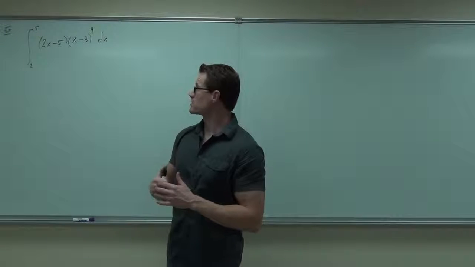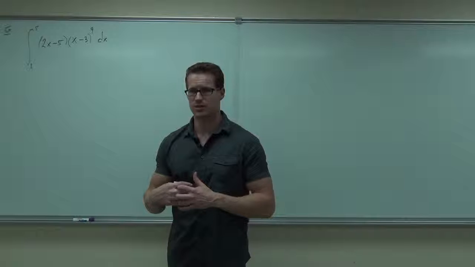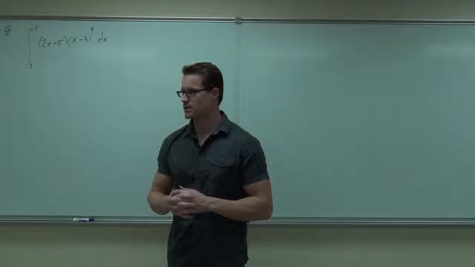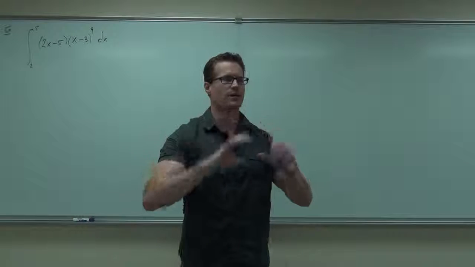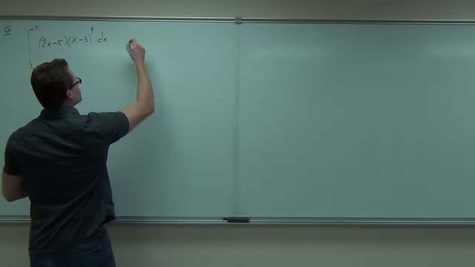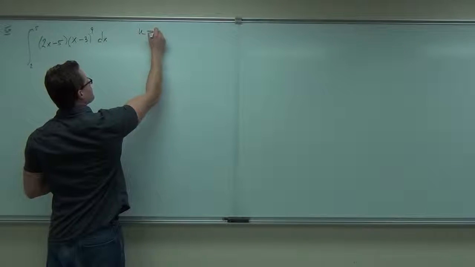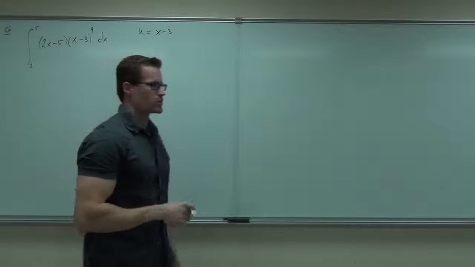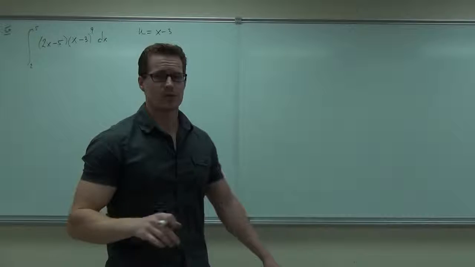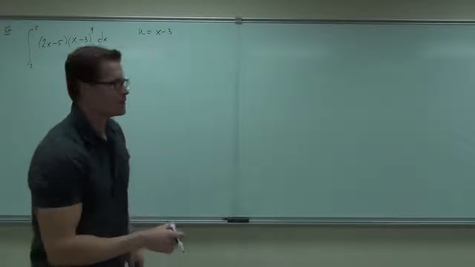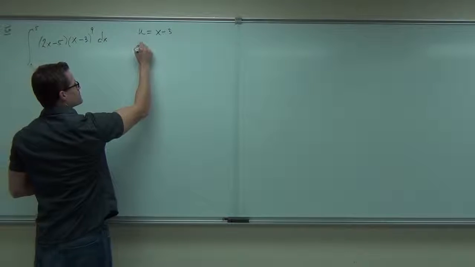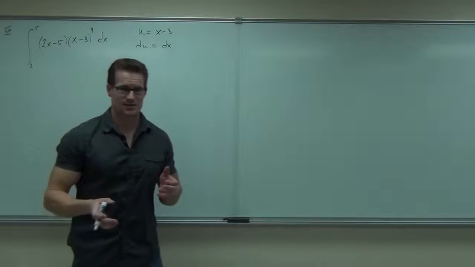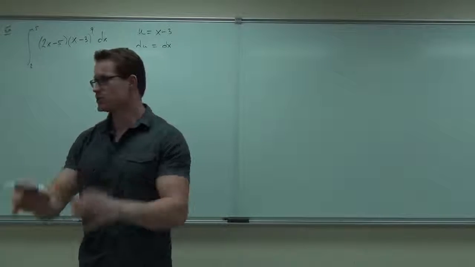Is it 2x minus 5 or x minus 3 that you picked? Including the 9th power or not? No, it's usually just the thing inside the power that we take. Okay, u equals x minus 3. What do we do after that? This is pretty easy in this case. du equals dx. Hey, that's nice. That's a direct substitution from du to dx.